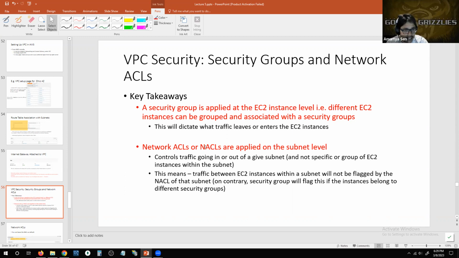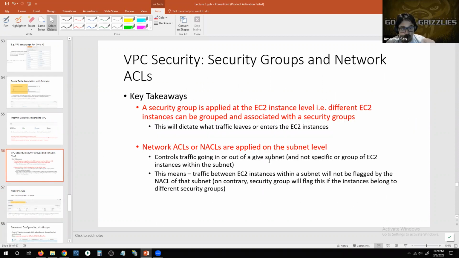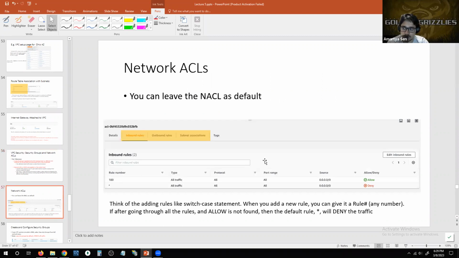Whereas NACLs, or network access control lists, are applied on the entire subnet itself, right? That means each subnet can have its own independent network ACL policies, or you can group all of the different subnets within your VPC under a given NACL, if you are confident that you have addressed all of the inbound policies that are required. So that is the two-layered security filtering that you have for the network traffic to and from your VPC, right? That is what you have to remember.